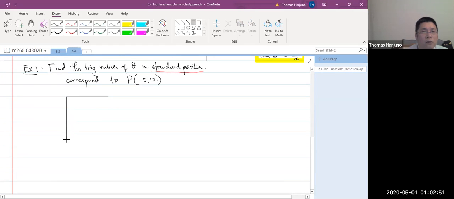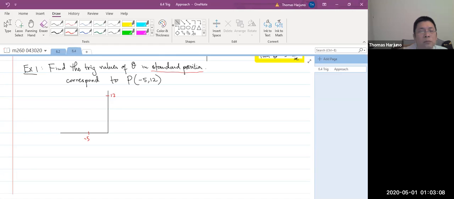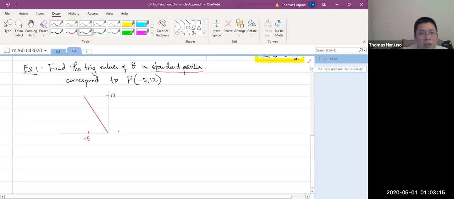Negative 5, 12. So the coordinate is in quadrant 2, negative 5, comma 12. Let's say that's the picture, and the angle is like this from the positive x-axis. That's theta, right? Okay, now the coordinate is here. This is negative 5, comma 12.